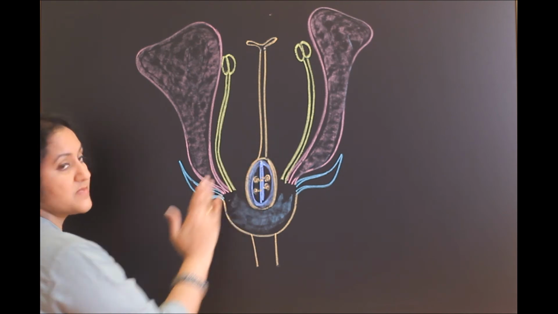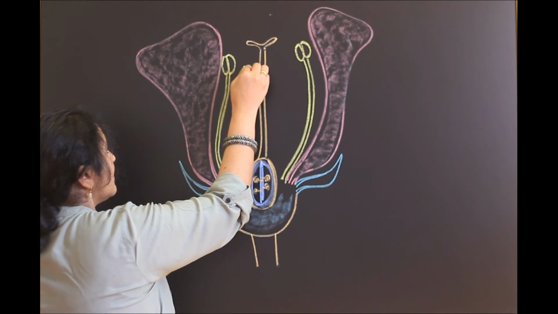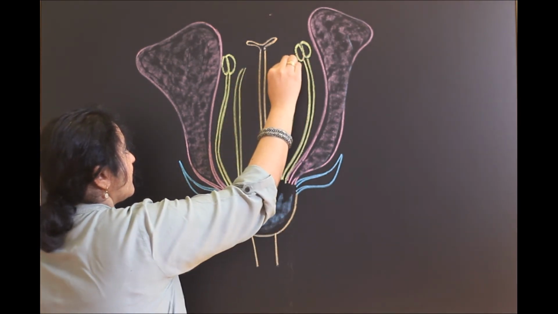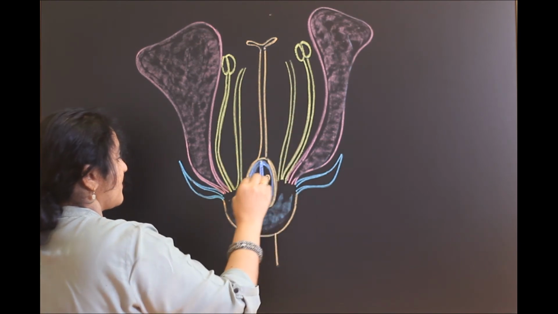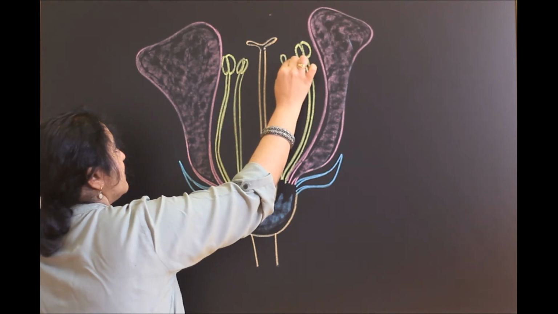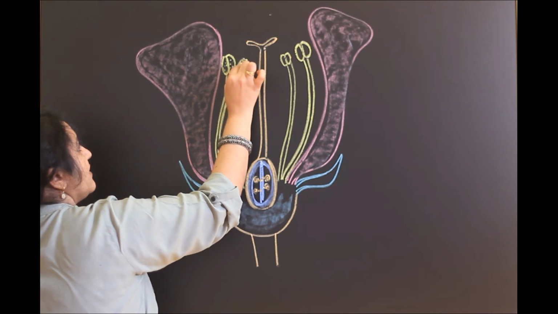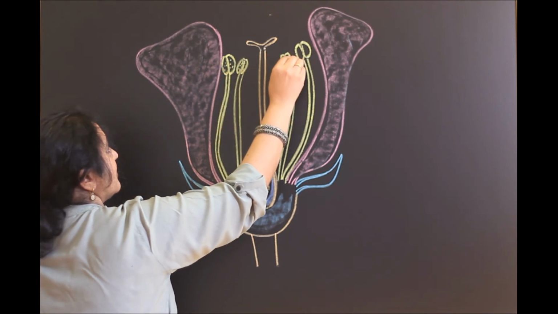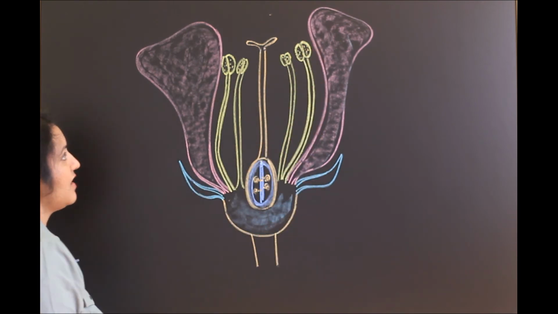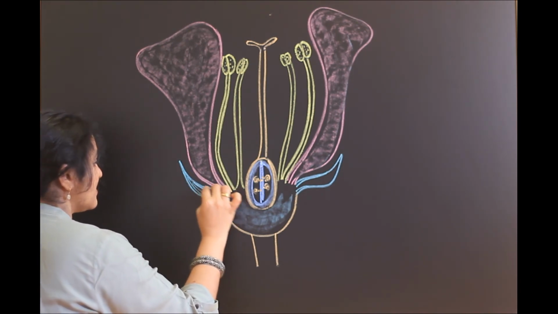Now since we have some space here, few more stamens can be drawn. Anther is always bilobed. And what is there inside the anther? The anther has pollen grains. Just draw some dots here to represent the pollen grains. And if you want, you can even shade this sepal.